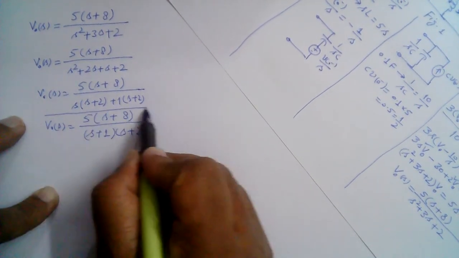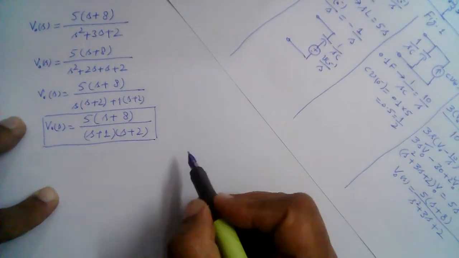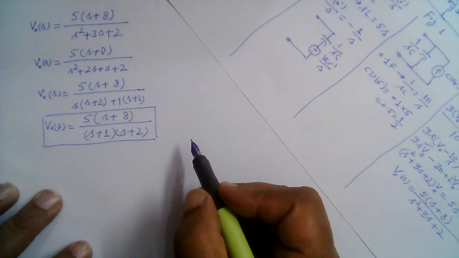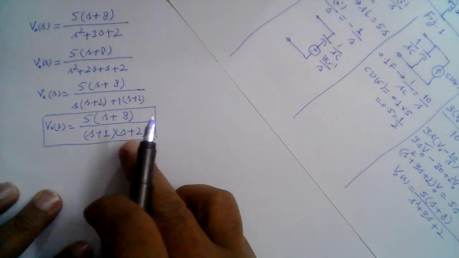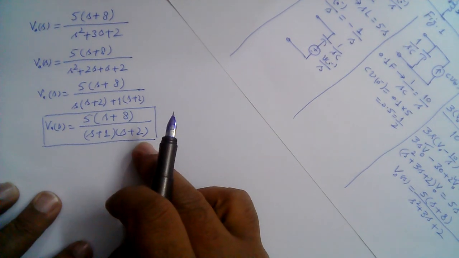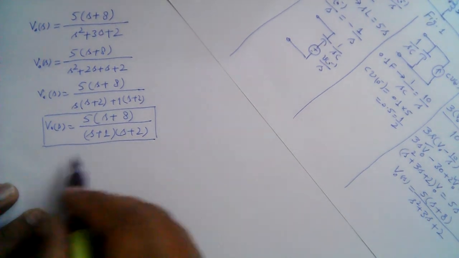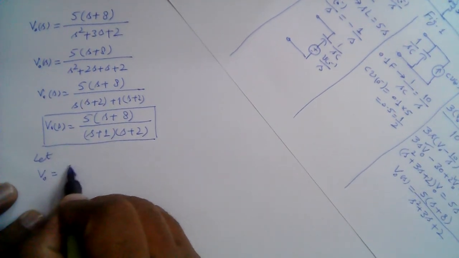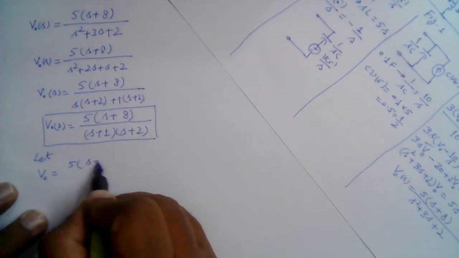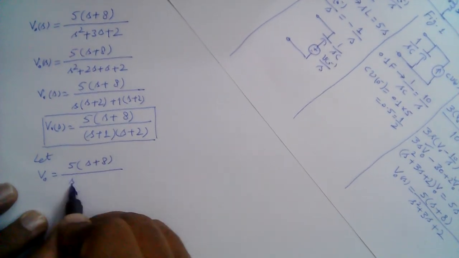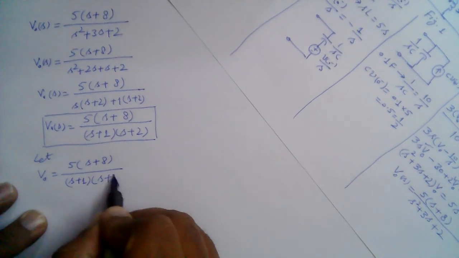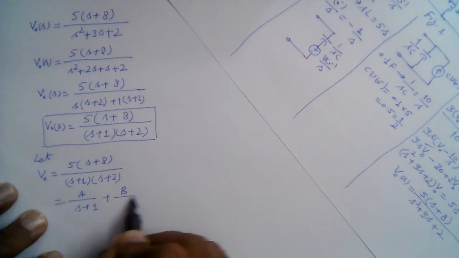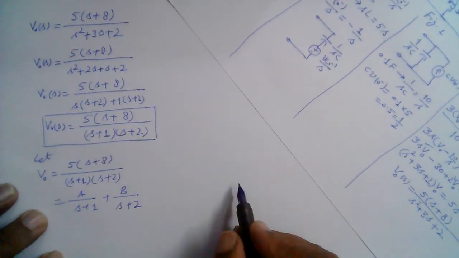So this is the Laplace transform of the output voltage across the capacitor v naught t. So we need to expand it using partial fractions so that we can find the inverse Laplace transform. So let v naught, 5 into s plus 8 divided by s plus 1 into s plus 2, be equal to a over s plus 1 plus b over s plus 2.